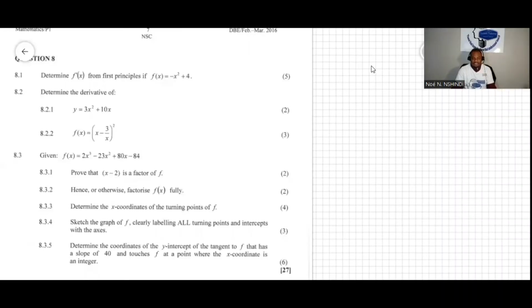Well, the question here says determine f prime from the first principles if f of x equals negative x squared plus 4. Now, I prefer to write the question over here. So I'm gonna write here question 8.1. So we want to find f prime from the first principle, and f of x is given by negative x squared plus 4.